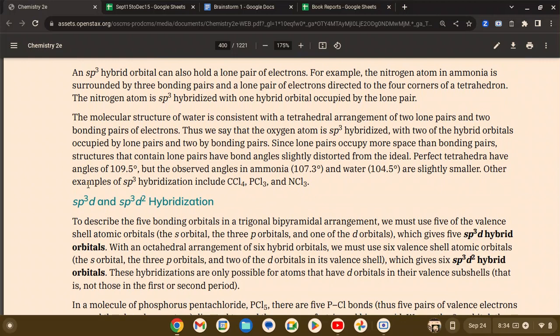The molecular structure of water is consistent with a tetrahedral arrangement of two lone pairs and two bonding pairs of electrons. Thus, we say that the oxygen atom is sp3 hybridized, with two of the hybrid orbitals occupied by lone pairs and two by bonding pairs. Since lone pairs occupy more space than bonding pairs, structures that contain lone pairs have bond angles slightly distorted from the ideal. Perfect tetrahedra have angles of 109.5 degrees, but the observed angles in ammonia and water are slightly smaller. Other examples of sp3 hybridization include carbon tetrachloride, phosphorus trichloride, and nitrogen trichloride.